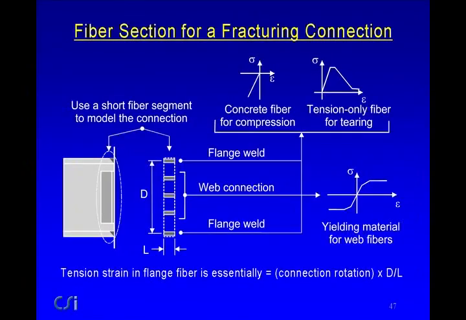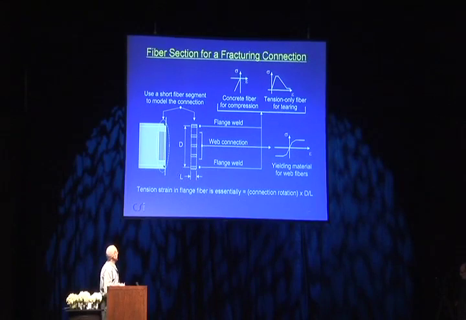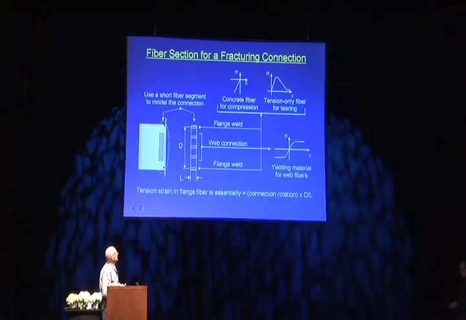If you look at a fiber section for a fracturing connection, you might make this length here just 1 inch, just because it has to be a finite length. This is the depth of the beam. And notice that if a flange fractures, it'll rotate about the other flange. So the tension strain in this fiber is basically the connection rotation times the depth divided by the length. Don't worry if you're worried about that. Forget it, don't worry about it. The important thing is this other diagram.